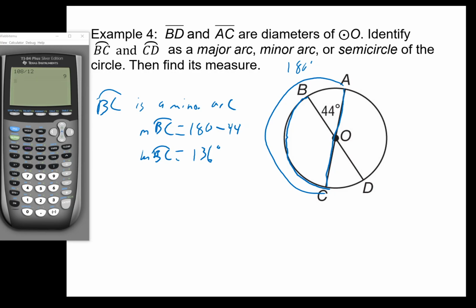Now let's switch our colors here and do it in green for arc CD. Arc CD is a minor arc. And since these two are vertical angles, that means that this angle here, COD, is also 44 degrees. Therefore, the measure of arc CD is also 44 degrees.